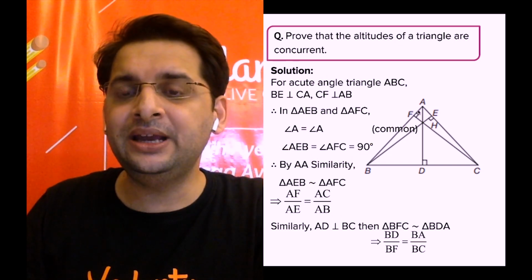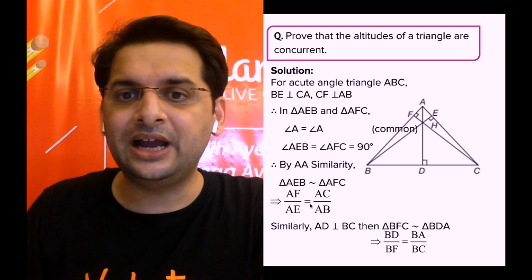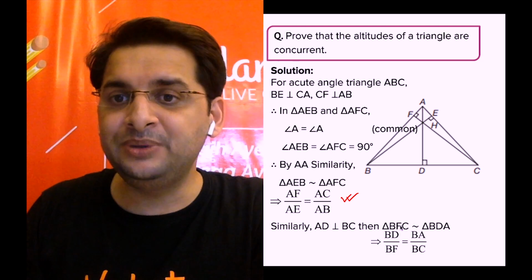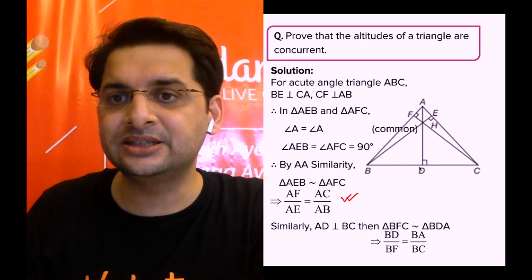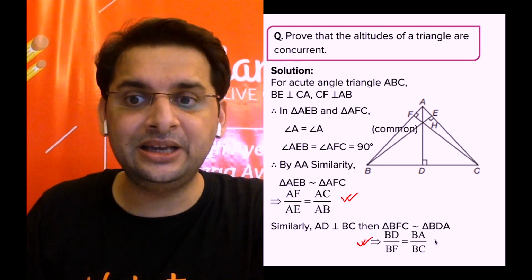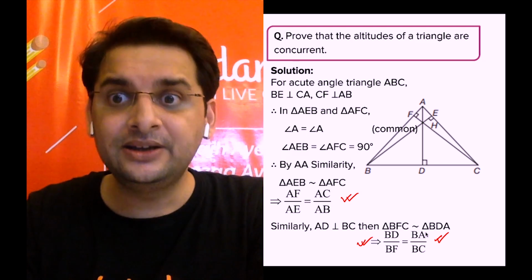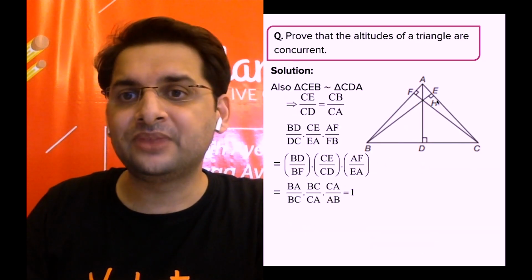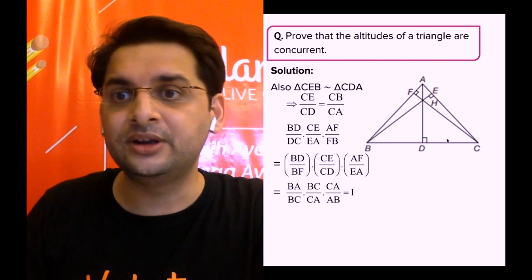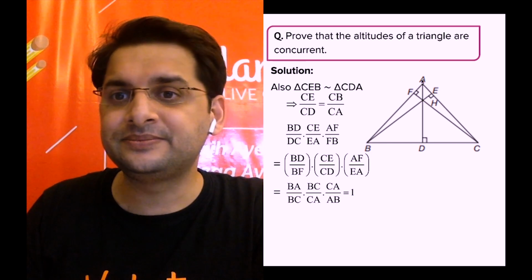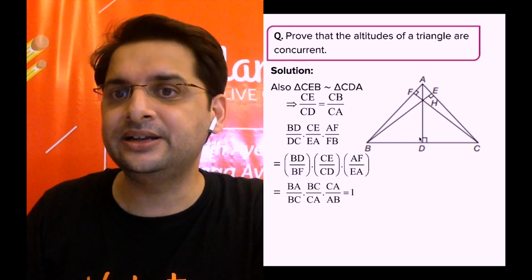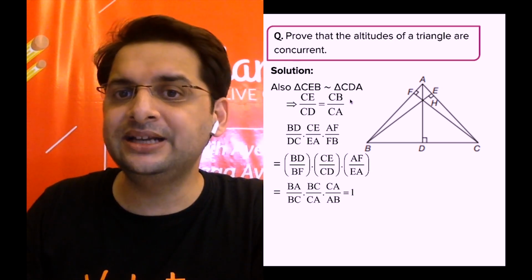So triangle AEB is similar to triangle ACF. So we have AF upon AE is AC upon AB. This is what we proved. Likewise, BFC is similar to BDA. So we have BD upon BF is BA upon BC. And for the third one, CEB is similar, I think I said congruent before, it's similar to CDA because angle C is common and two angles are 90 degrees. So that means CE upon CD is CB upon CA.